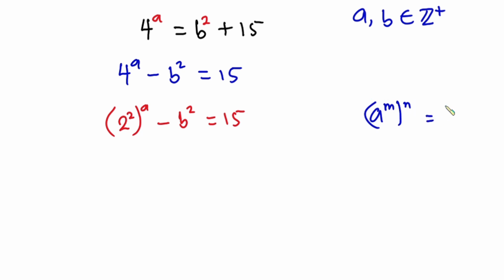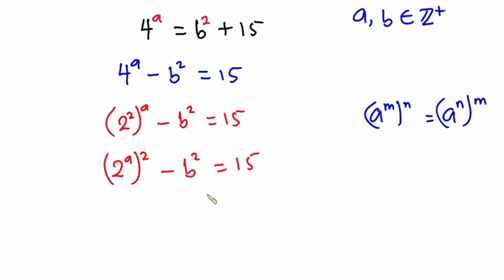Awesome. Now from here, if you have a to the power m, or to the power n, this is the same as a to the power n, or to the power m. So we can interchange them, right? So we can write this as 2 to the power a, or to the power 2, minus b to the second power is equal to 15.